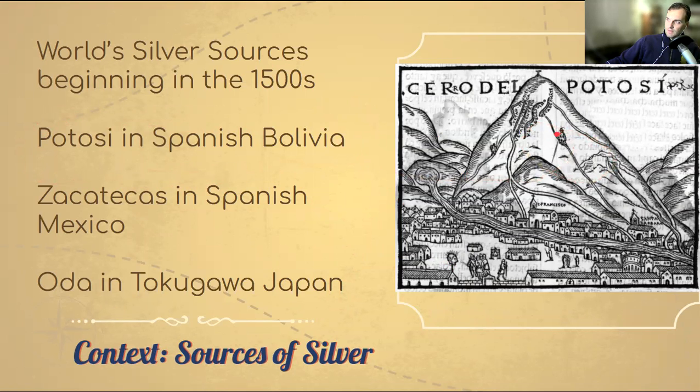this is a drawing of that mountain. The other is the region of Zacatecas in Mexico, which at the time was ruled by Spain. Bolivia was also ruled by Spain at the time, as well as the city of Oda in Tokugawa, Japan. This is going to be important later on when talking about how trade is conducted in Asia, both during and prior to the arrival of the silver from the Americas. Keep in mind that Japan was also one of the largest producers of silver in the world at the time. So where's the silver coming from? It's coming from these places.